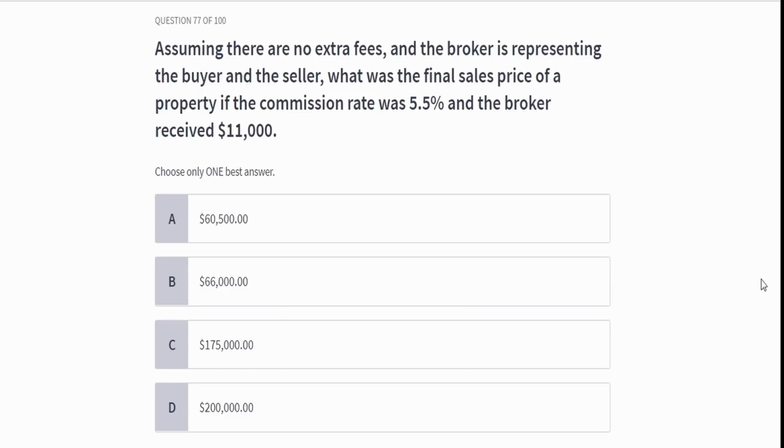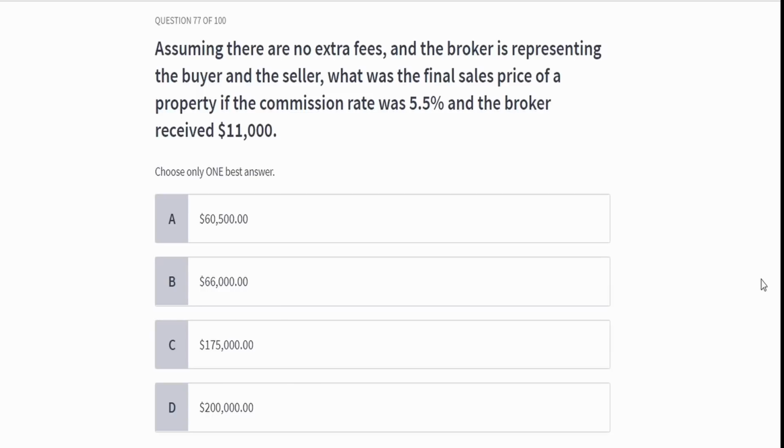Okay, so question 77. Assuming there are no extra fees and the broker is representing the buyer and the seller, what was the final sales price of a property if the commission rate was 5.5% and the broker received $11,000? So it gives us four options. A is $60,500, B is $66,000, C is $175,000, and then D is $200,000.